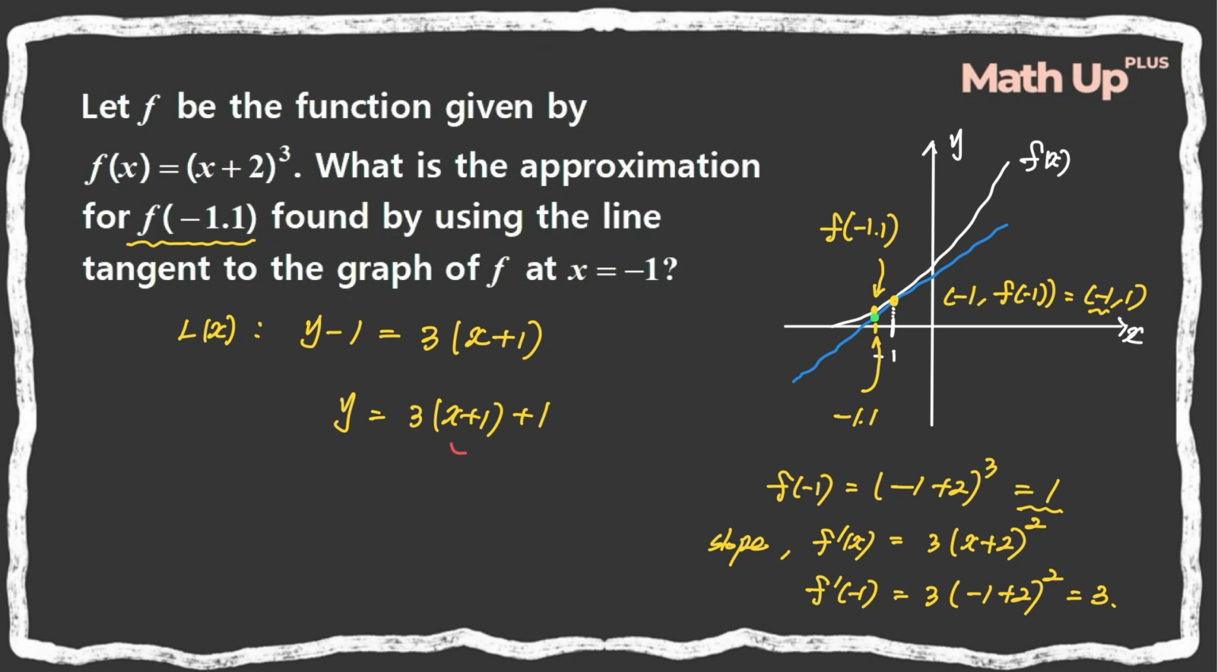And at x equal negative 1.1, the value of y is equal to 3 times negative 0.1 plus 1. So this is equal to negative 0.3 plus 1, that's 0.7. That is equal to L of negative 1.1, and this is the approximation for f of negative 1.1. So the answer is 0.7.